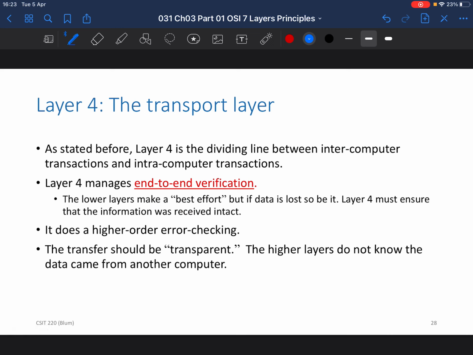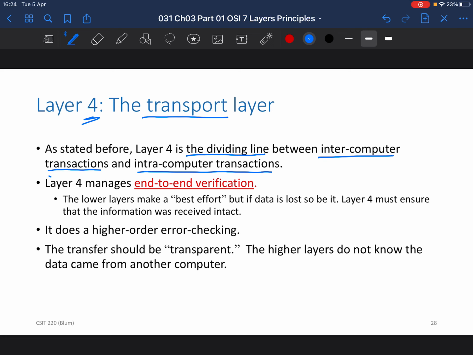Layer number 4 is the transport layer. As stated before, layer 4 is the dividing line between the inter-computer transaction and intra-computer transaction. So we have discussed before that layer number 4, the transport layer, is known as the dividing line or the border between inter-computer transaction, outside the computer, and intra-computer transaction, inside the computer.